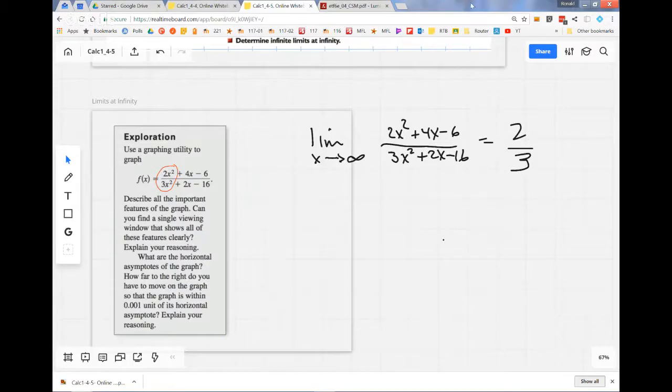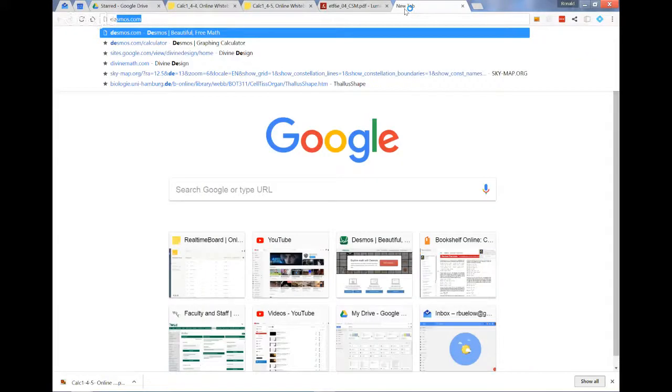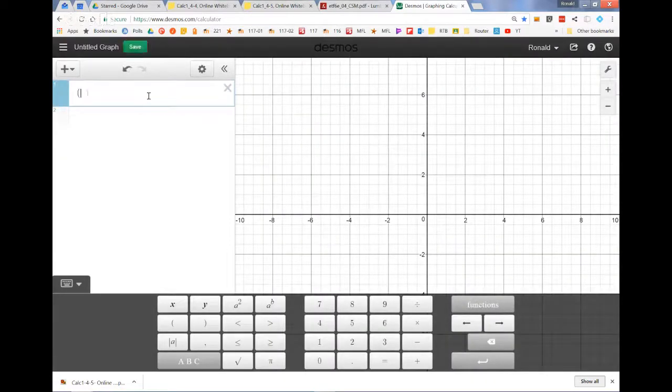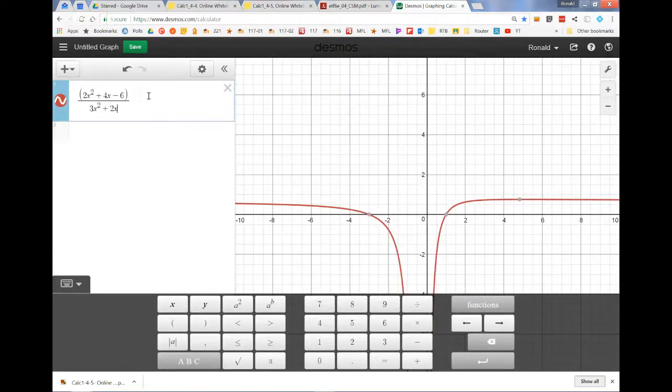And let's just take a look at that in Desmos. So I got to write this down. 2x squared plus 4x minus 6 divided by 3x squared plus 2x minus 16. Okay. So let's put this in. Three x squared plus 2x minus 16.